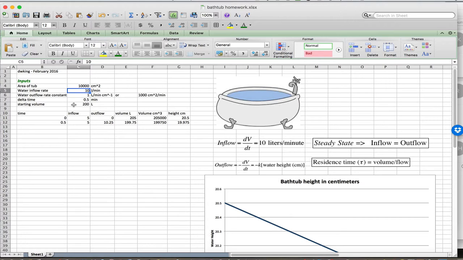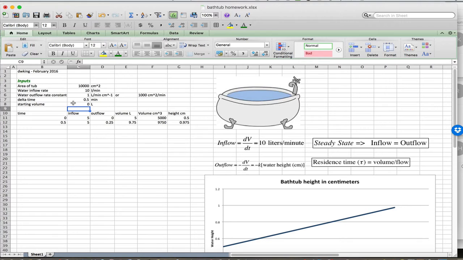And then the starting volume. The starting volume is the volume of the tub, and I'm going to start it at 200. Or excuse me, I'm going to change it from 200 to 0 liters. Okay, so now I'm ready to go. Inflow again is dV/dt, it's 10. Outflow is negative dV/dt, minus k times the water height.